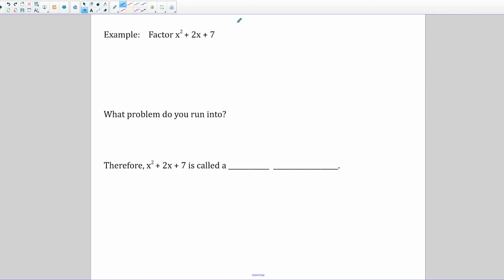Here we can take a look at a special type of trinomial. So once again, we're going to start off with identifying our a, b, and c. So a is equal to 1, b is equal to 2, and c is equal to +7. We know that we need two numbers to multiply to give us a times c, so in this case, it's 7. And those same two numbers have to add up to give us b, which is 2. The only combination that we have to multiply to 7 is either 1 and 7 or -1 and -7. But neither of these combinations will add up to give us b.